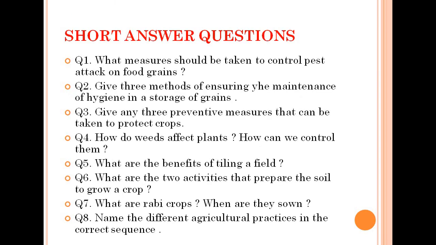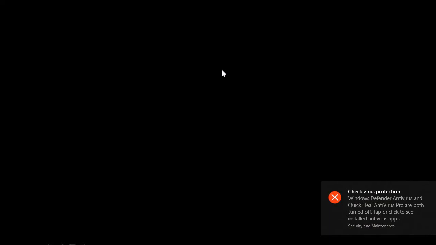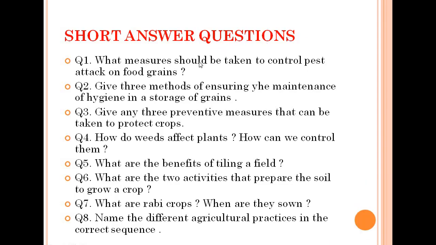Now we have moved to the short answer questions. What measures should be taken to control pest attack on food grains? There are several measures. The first one is that we should keep the food grains in areas that are free from pests, rodents or insects. Another way, we can use pesticides, which are chemicals used to kill these pests.